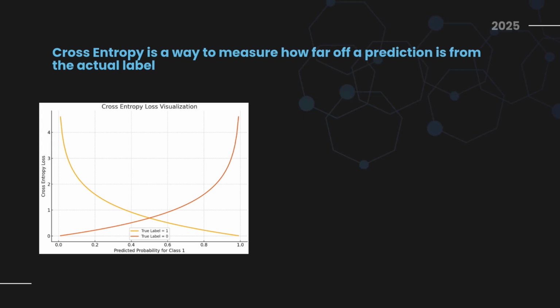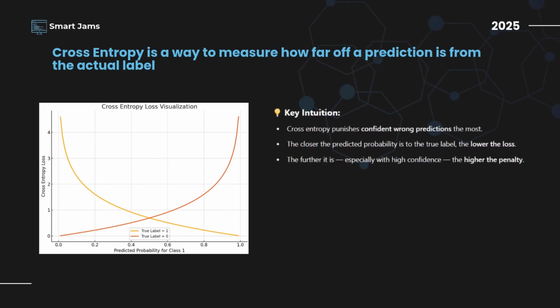Key intuition and real-world examples. The key intuition behind cross-entropy is this: wrong predictions aren't all equal. If your model is unsure and gets it slightly wrong, the loss is tolerable. But if it's confidently wrong, it gets punished severely. That's what makes cross-entropy such an effective training signal.